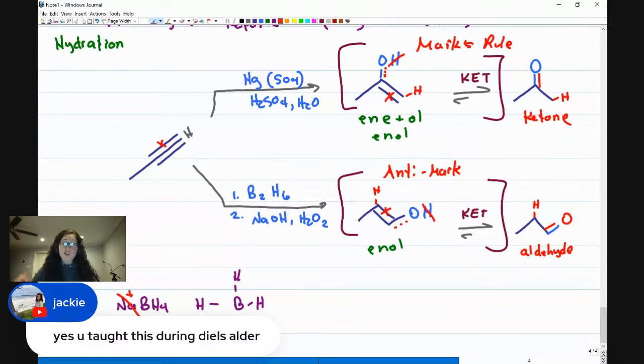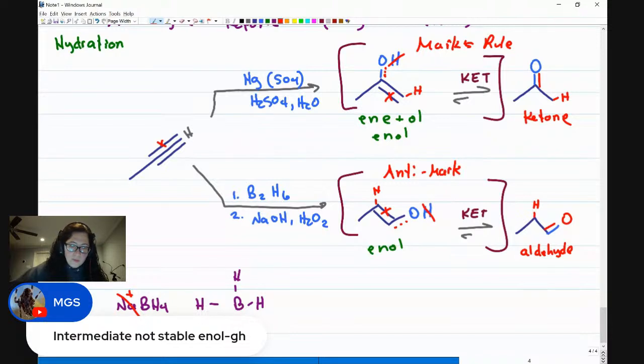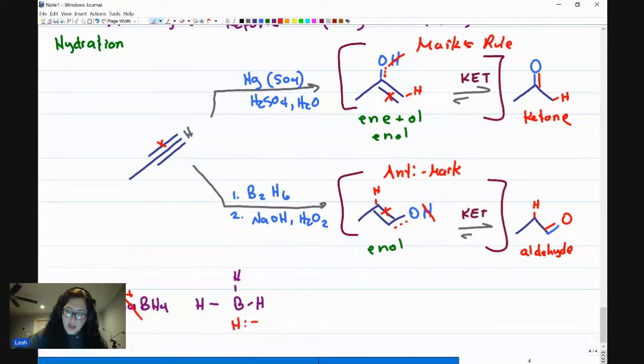Yes, during the Diels-Alder, Jackie, I'm very proud of you. Make and break is a very common pattern for here, for Diels-Alder, for pericyclic, so many reactions. The intermediate is not stable.